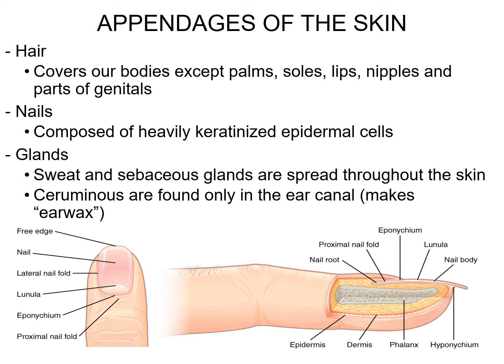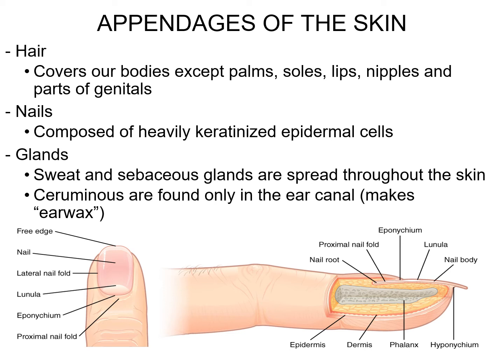Nails are just really, they're appendages of the skin, but they're really, really concentrated areas of keratin. And once again, keratin's a very, very strong protein. So the more keratin you have, the stronger something is. Your nails just have a whole boatload of it.